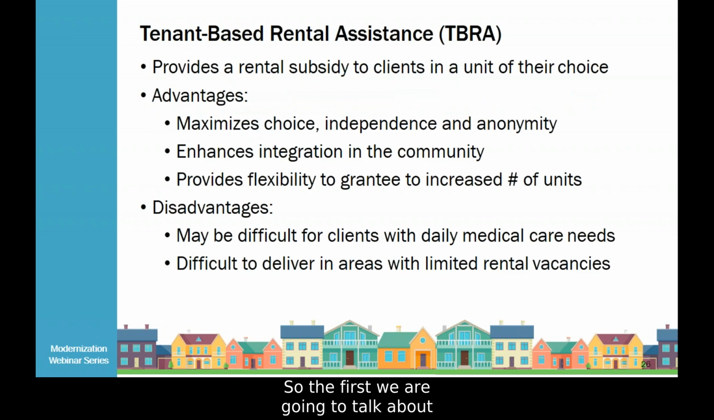So the first we're going to talk about is, again, tenant-based rental assistance, or TBRA. Many of us would know it by thinking of the Housing Authority's Section 8 program, or what's now called the Housing Choice Voucher Program. In TBRA, there's a rental subsidy that is provided to an eligible household, and then that household can use that rental subsidy to go choose a unit where they want to live.